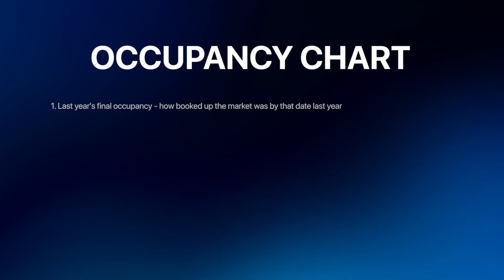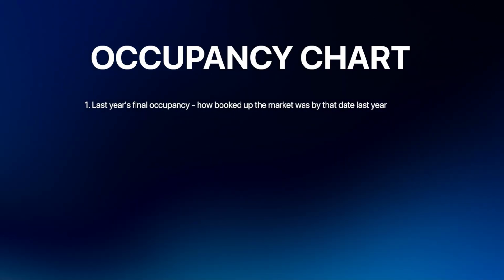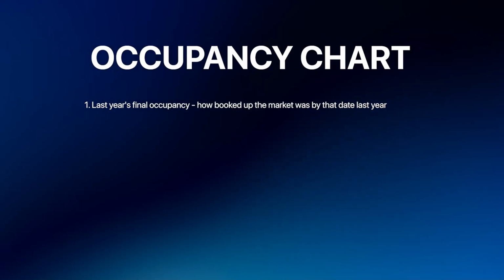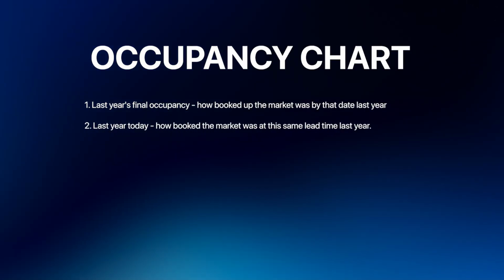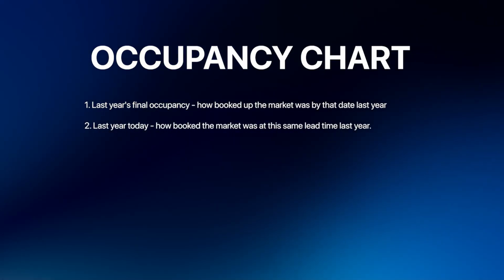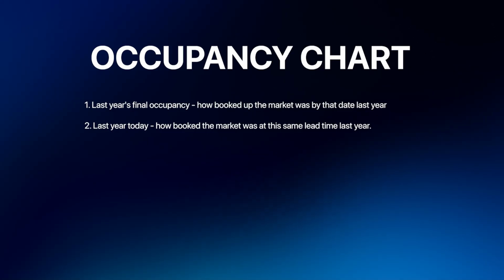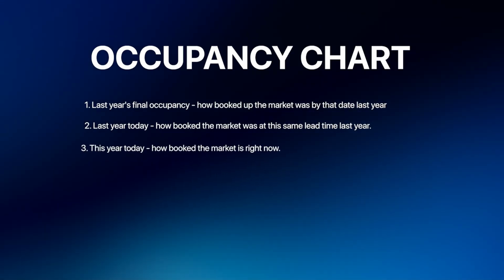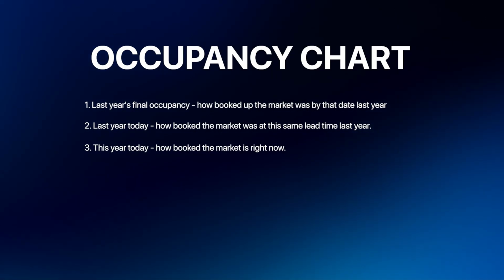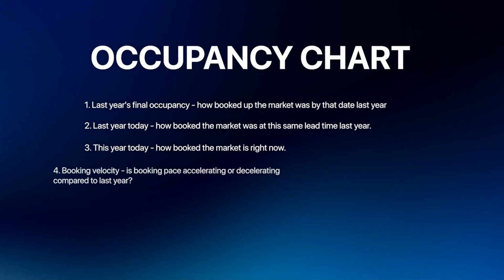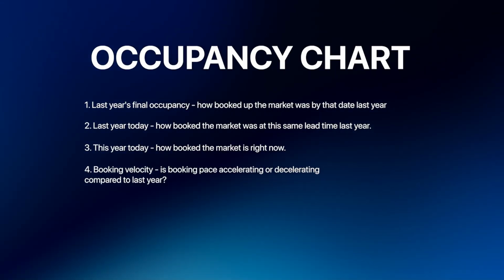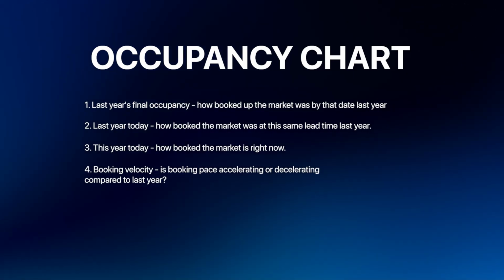The chart shows you 4 numbers for any future date. 1, last year's final occupancy, how booked up the market was by that date last year. 2, last year today, how booked the market was at the same lead time last year. 3, this year today, how booked the market is right now. 4, booking velocity. Is booking pace accelerating or decelerating compared to last year? Here's how to use it.